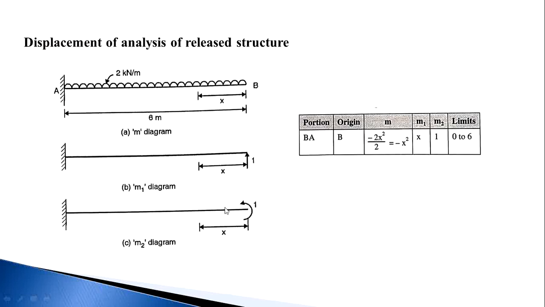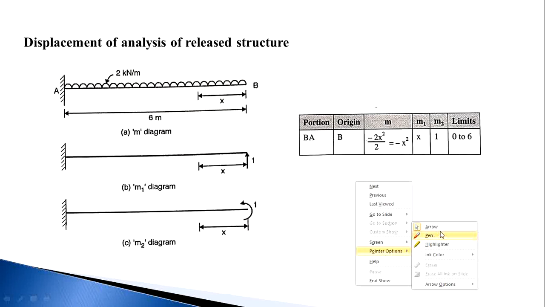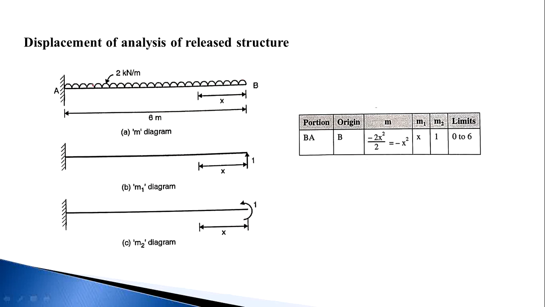Understood? Next, the displacement analysis of the released structure. When I remove support B, this is a determinate beam, and that diagram is called the M diagram. At support A there is a fixed support, and B is a free end, subjected to a UDL of 2 kN per meter. Then there are 2 more diagrams, the M1 diagram and the M2 diagram. For the M1 diagram you apply the redundant force RB at point B, and for the M2 diagram you apply MB at point B. This is the M1 diagram, this is the M2 diagram.